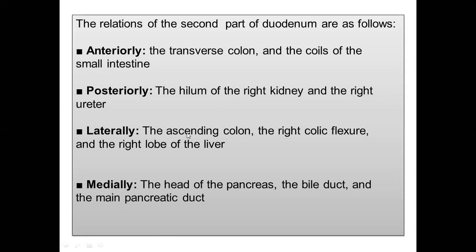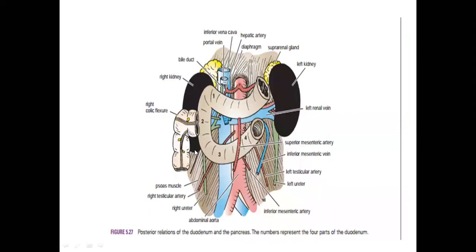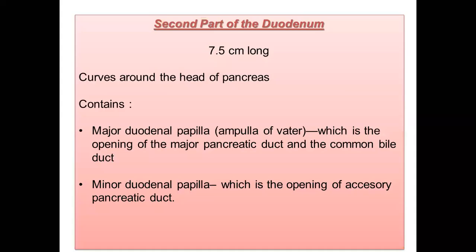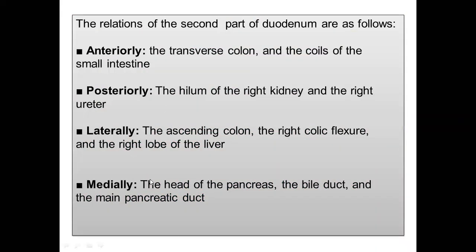And then on the lateral side, we have the ascending colon, the right colic flexure, and the right lobe of the liver. You can very clearly see here the right colic flexure, and then will come the right lobe of the liver, which is not visible in this picture, but once you see it, you will be more clear about these. On the medial side of the second part of the duodenum are the head of the pancreas, the bile duct, and the main pancreatic duct. The main pancreatic duct means that the ampulla of Vater, or the major duodenal papilla, is in the medial relationship of the second part of the duodenum.